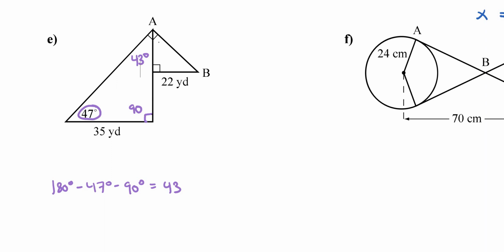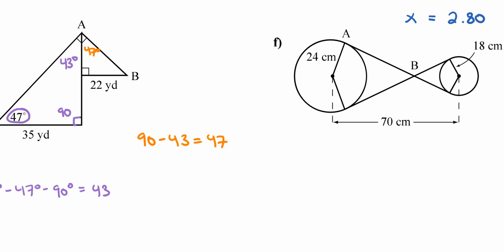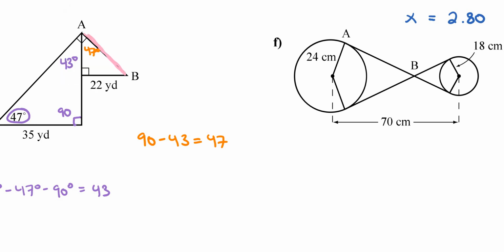Once I know that's 43 degrees, you should be able to find this angle right here, right? Because these two orange angles add up to 90 degrees. So if I do 90 minus 43, I get 47 degrees. So this right here is going to be 47 degrees. Okay, sorry about that. And the goal now is I need to find the length of AB, which is this length right there.